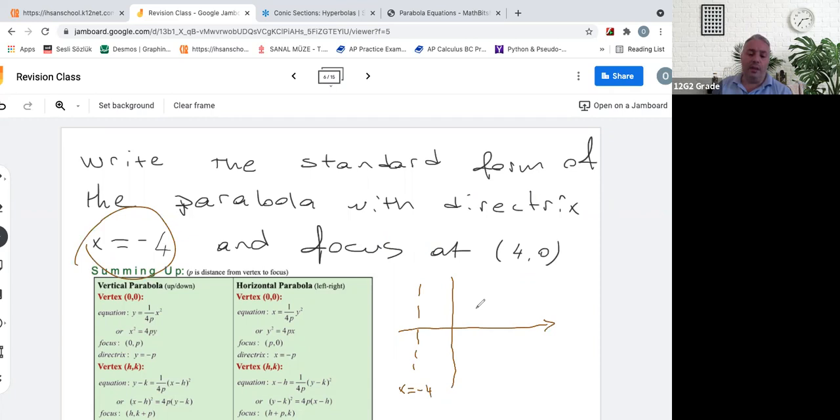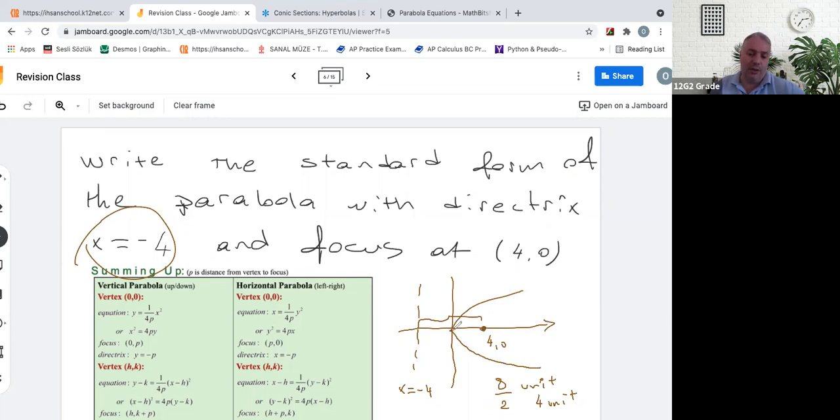So the focus is 4, 0. This point is the focus 4, 0. So the distance between the directrix and the focus is 8 units. So always half of it, which is 4 units, gives us the distance from the vertex of the parabola to the directrix, or from the vertex to the focus. Since this is 4 units and this is 4, it means that my parabola is like this.